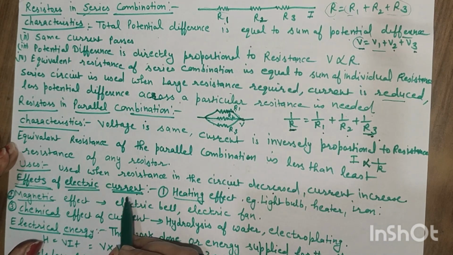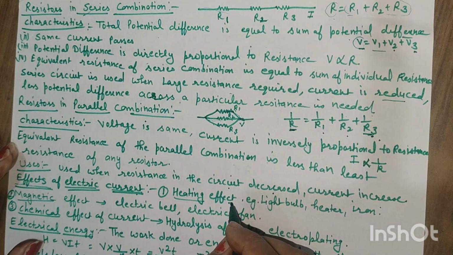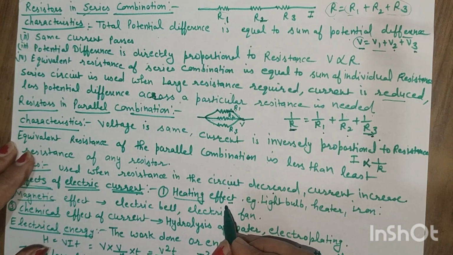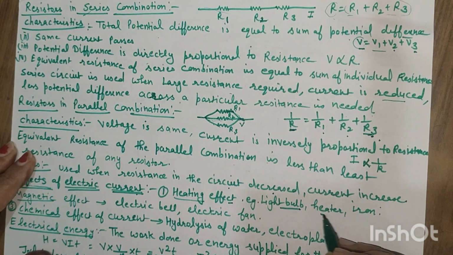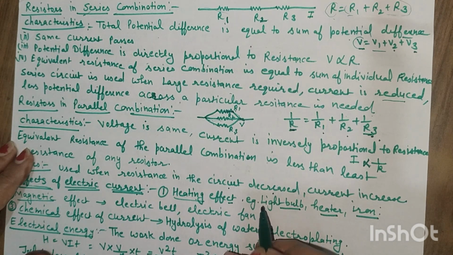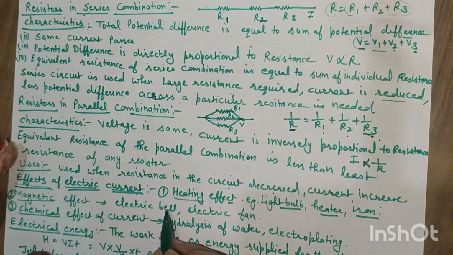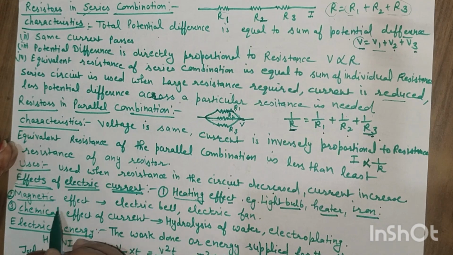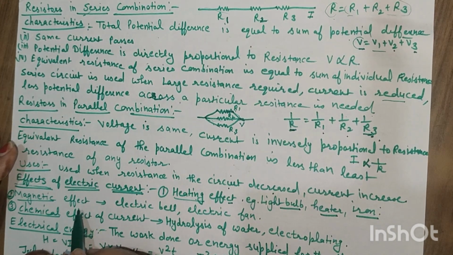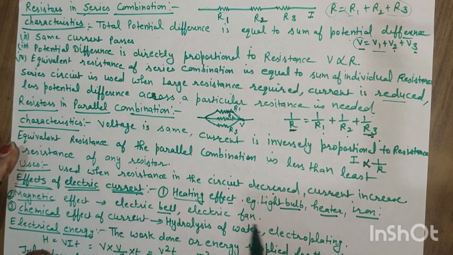Now the effects of the electric current. First is the heating effect. When we supply current to any instrument, it becomes hot, like a bulb, heater, or iron. These are examples which show the heating effect of the current. Magnetic effect: when current passes through instruments like an electric bell or electric fan, they show the magnetic effect. Chemical effect of current is shown by the electrolysis of water and electroplating.